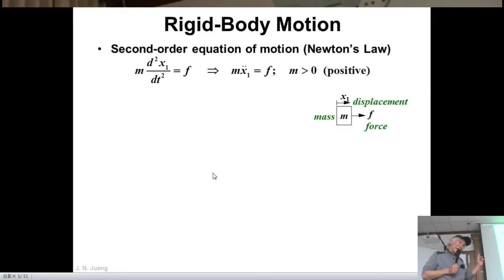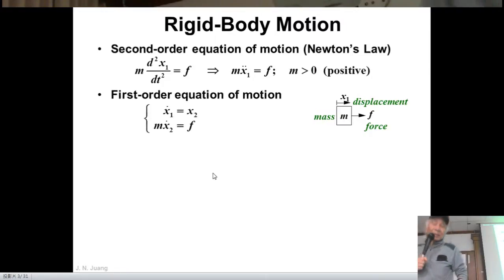Now, m must be larger than 0. Can I have m less than 0? So in this differential equation, m must be larger than 0. We call it a positive value. Later on, we might have the mass matrix, rather than just only a scalar m. And we'll talk about that later. It's important. Now we can write this second order equation to become a first order equation of motion.